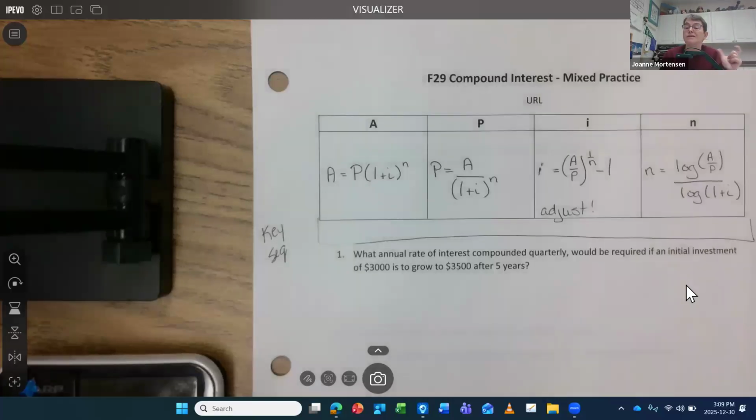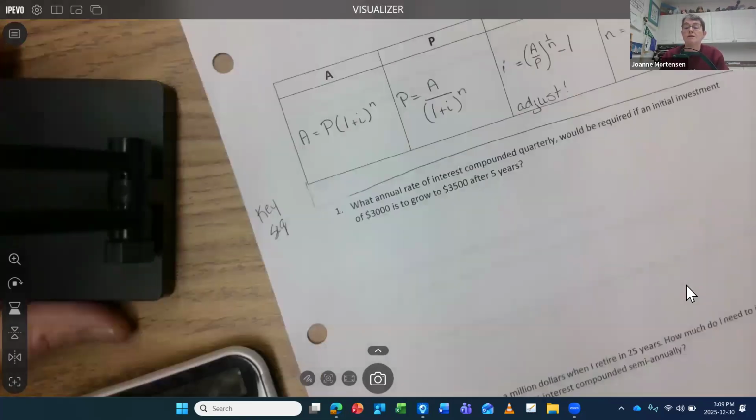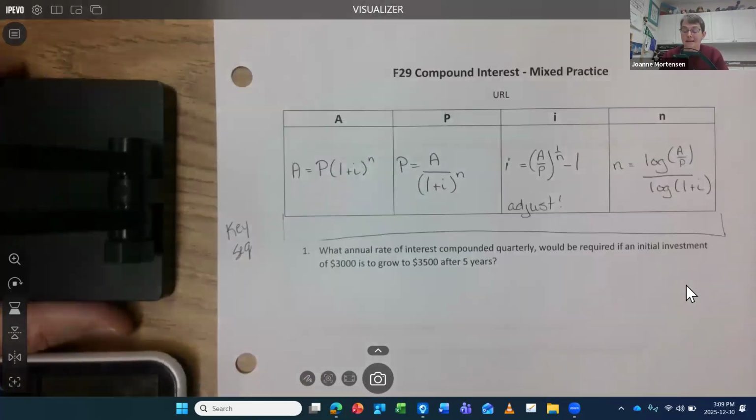This was originally one assignment. I've split it into two, so there's more room. That was very quick.